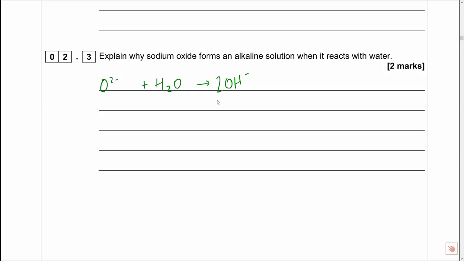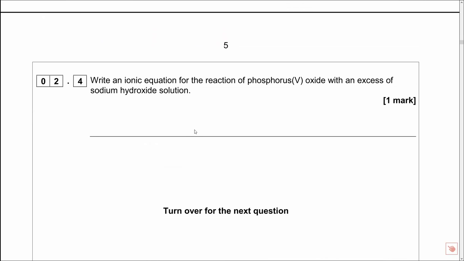And that would be fine, it's all balanced. That would score you both marks, or you could do it in a wordy way. Oxide ions are going to react with water to produce OH minus ions. I'd say stick with an equation because that basically gives you the explanation. If you want to put some words to supplement that, do so. Two reasonably easy marks there. Very much heading towards the year two stuff now.